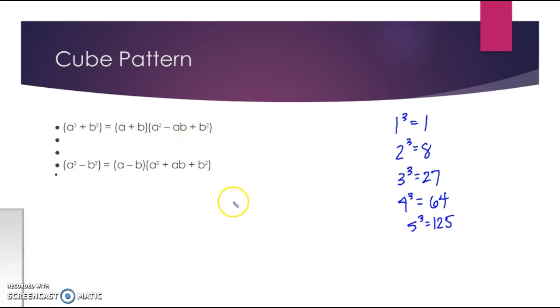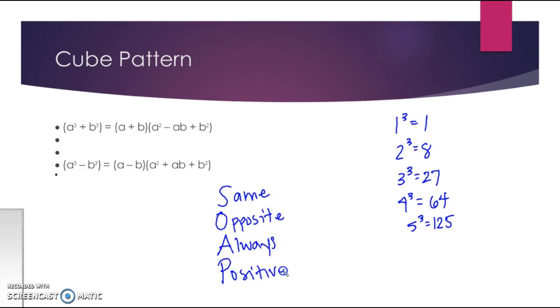Well, we have a way of remembering the signs, and that's using SOAP. It's an acronym. Alright, so remember SOAP with your cube pattern. S is for the same sign, O is for the opposite sign, and then always positive. So SOAP. And that's just talking about these signs here. You don't have to think about those. You just put the cube roots in, multiply them together, square the second one. And then this one was addition, so it's the same sign, opposite sign, always positive. This one was subtraction, so same sign, opposite sign, always positive. You just have to memorize this pattern.